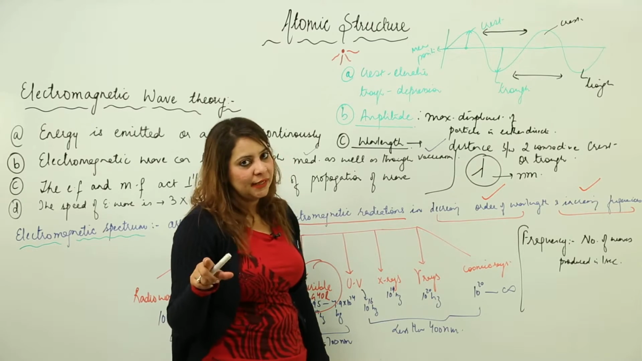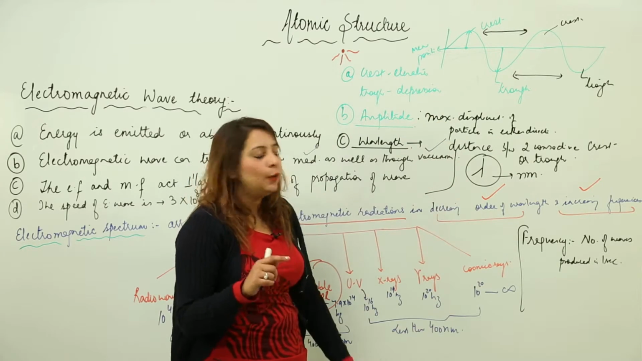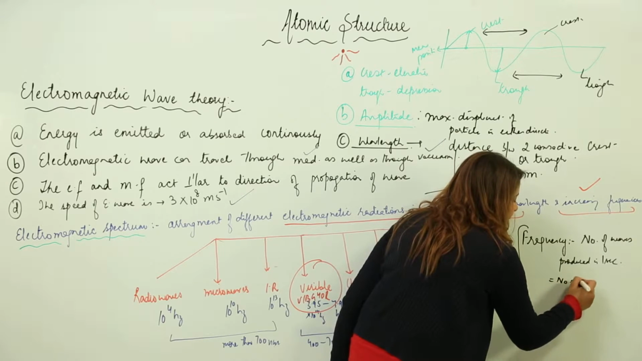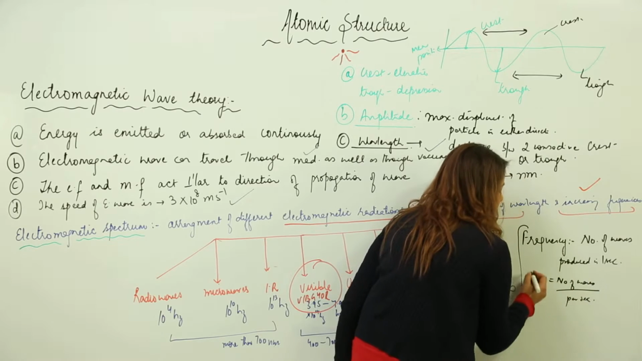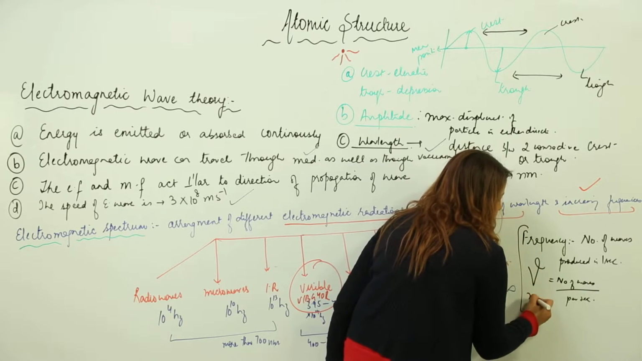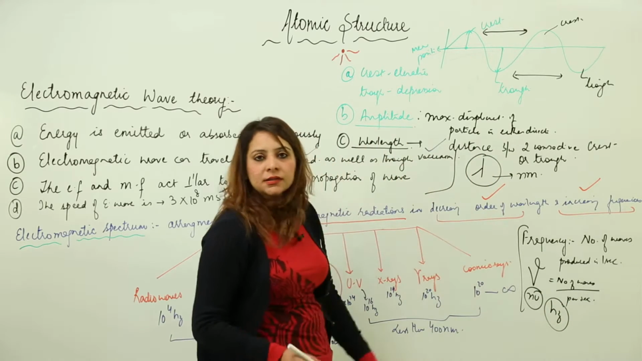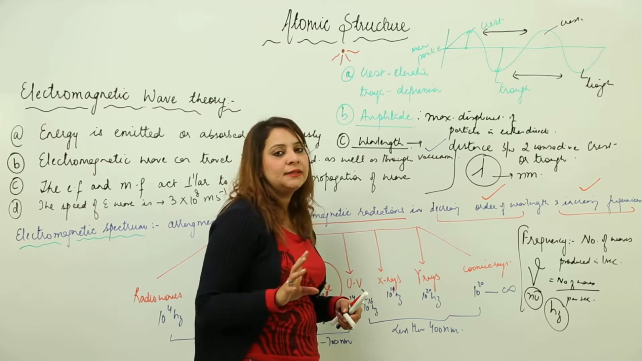Number of waves in 1 second. Like I am telling you that in 1 second I got 2 waves. So obviously how am I going to calculate the frequency? It is the number of waves produced per second and it is denoted by nu. The symbol is nu and the unit in which it is measured is hertz. So frequency is the number of waves produced in 1 second.